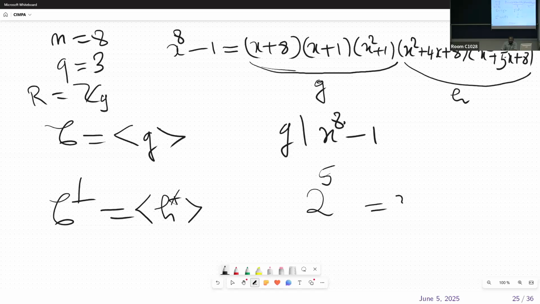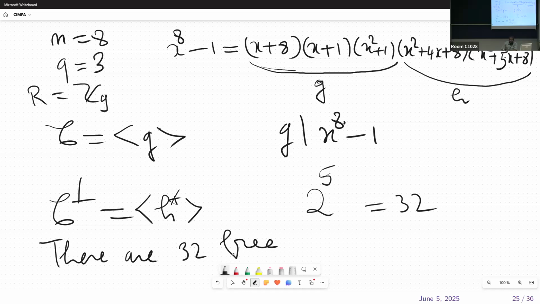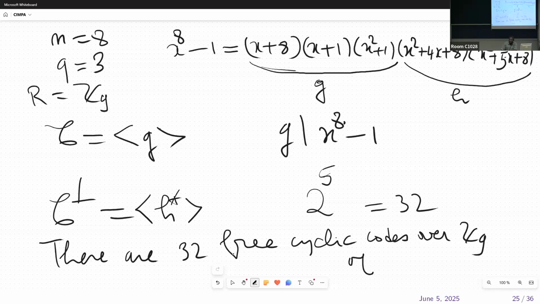2^5 free cyclic codes can be constructed of length 8. So there are free cyclic codes over Z9 of length 8. Okay.